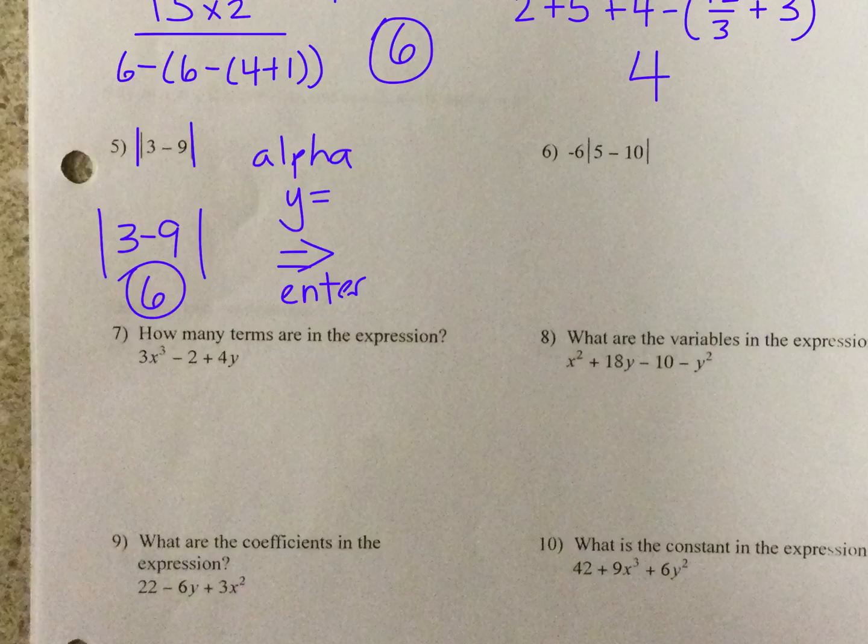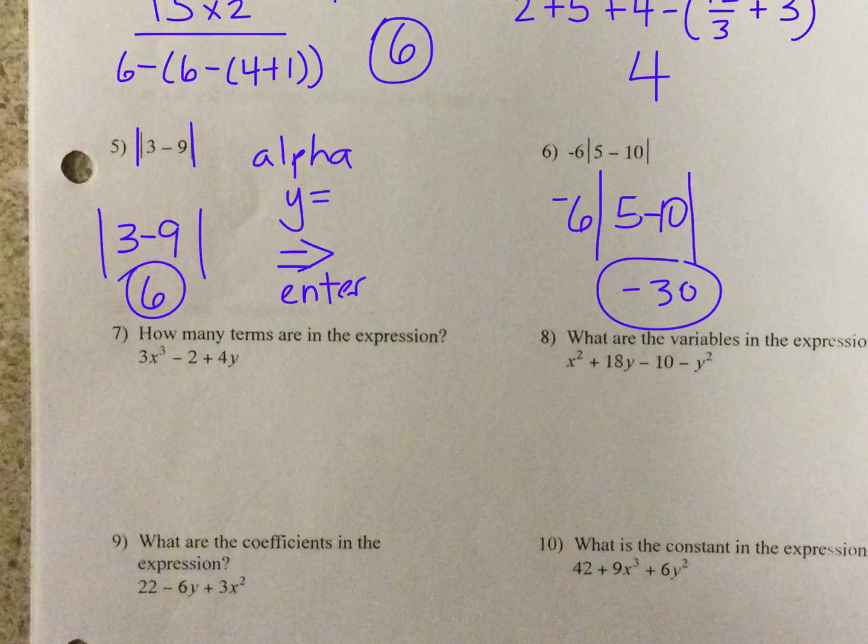The same is true here, but first we have to type negative 6, and then you do the alpha y equals over enter, 5 minus 10, and that's a minus sign, not a negative, minus, and when you do that, you should get a negative 30 for your answer.